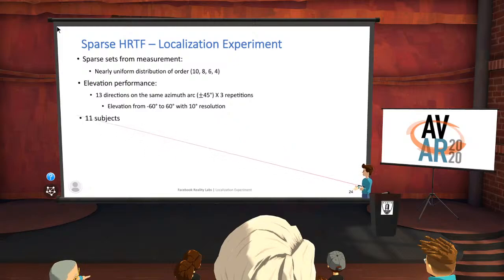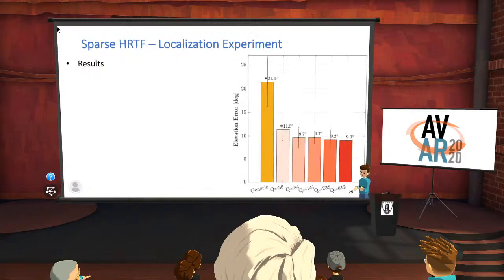We have results from 11 subjects. So these are the results. Yeah, I forgot to say, we use the same variable for all the different sparse conditions.